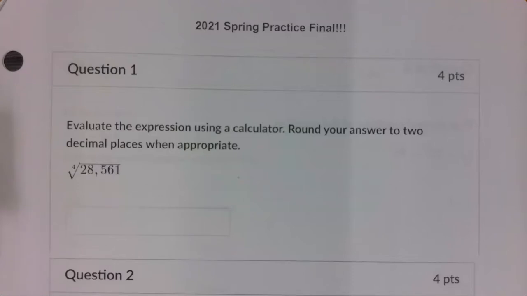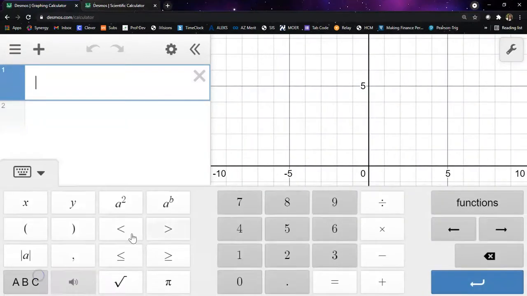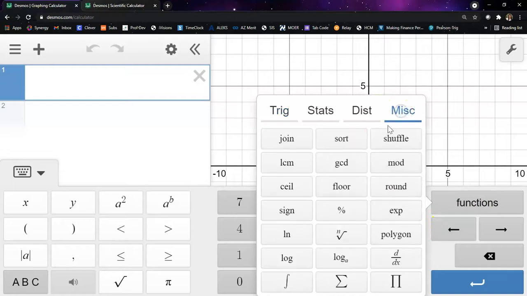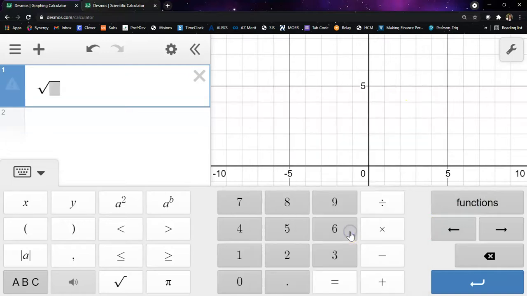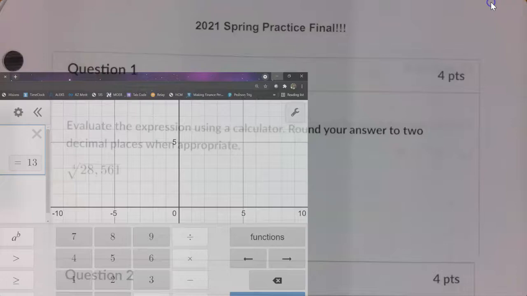So what I'm going to do here is go straight to Desmos, and I'm going to type this in. There is this keyboard at the bottom. I can press that. I can press functions. If I go to miscellaneous and then this nth root button, I could type the 4 up top so I can have the 4th root. Then I'm going to type the 28,561, which just gets me 13.